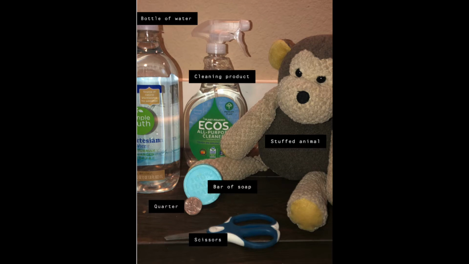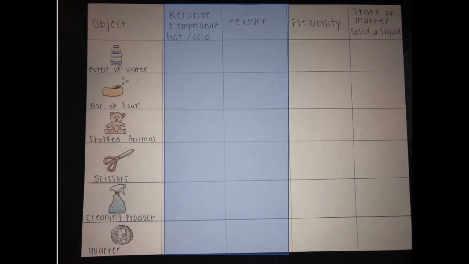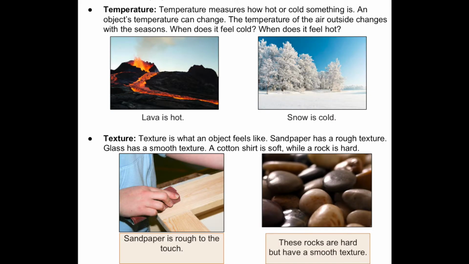As you may know, this week's science lesson we are talking about properties of matter. By now you should have 5 to 6 household items and have created your chart. If not, no worries, just go ahead and go to Monday's lesson before starting this one. In today's lesson, we are going to be focusing on these two columns titled Relative Temperature, Hot/Cold, and Texture. But before we get into that, I am going to read you an excerpt from our reading.